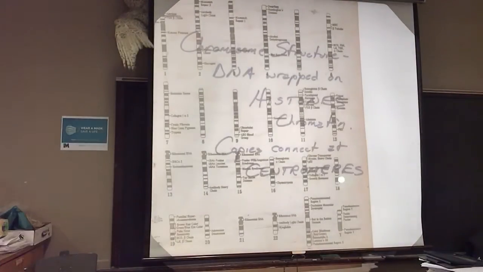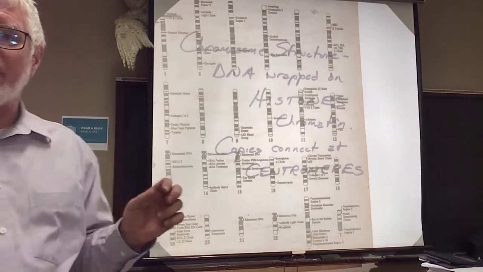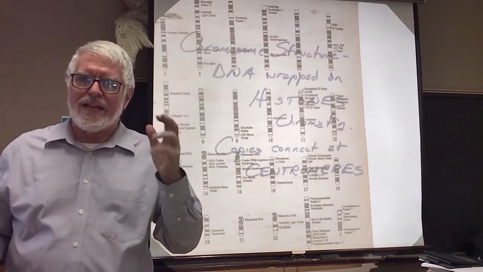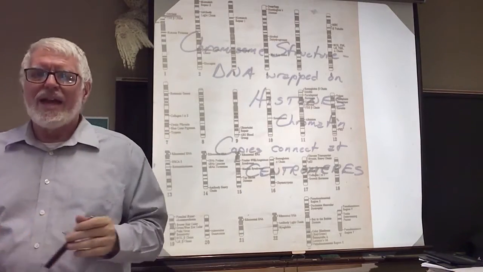The very end of the chromosomes have a little cap on them, really tightly wound up chromatin. And that is called a telomere.